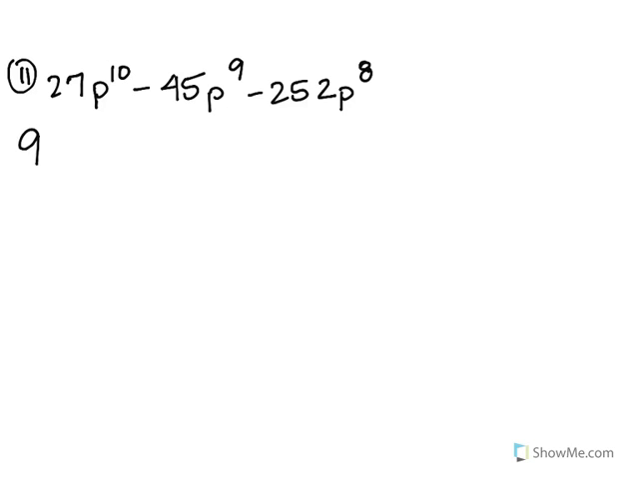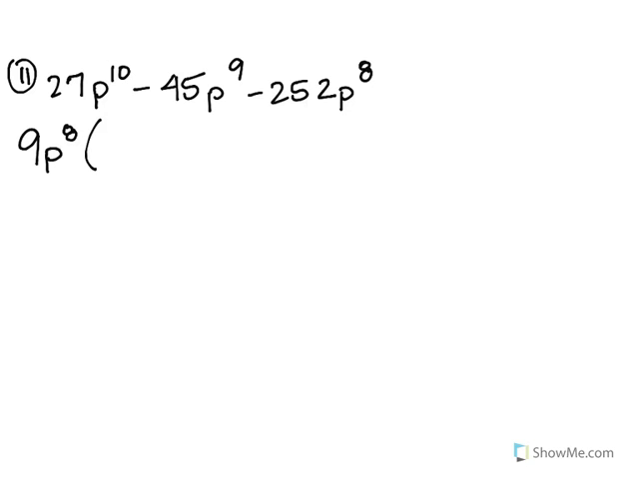Number 11, 27p to the 10th minus 45p to the 9th minus 252p to the 8th. So, obviously, I hope you notice this thing has a GCF. So I would look at 27 and 45. They both have a 9 in common. And then I would see if 9 will divide into 252, and it does. So I would take off a 9, and then p to the 8th.